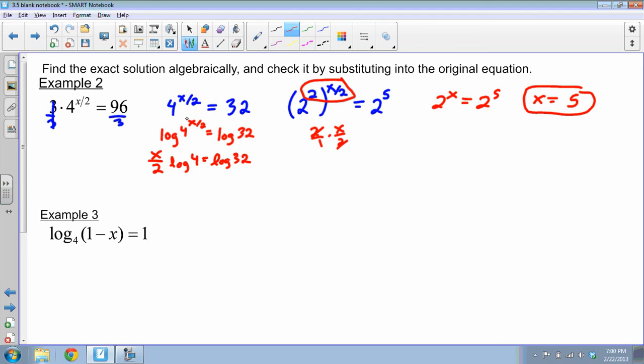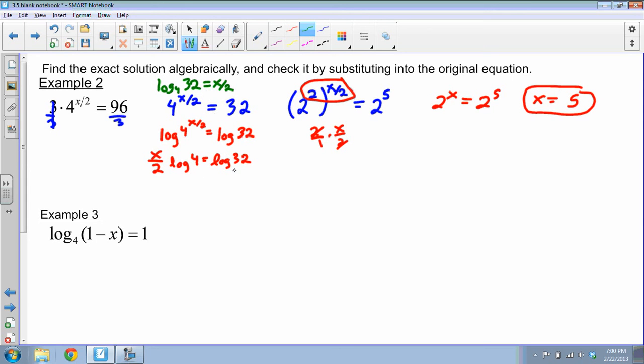Another thing you could do is you could take this and write it as a logarithmic expression. This first thing that we had, we could say that this is log with a base of 4 of 32 equals x over 2.